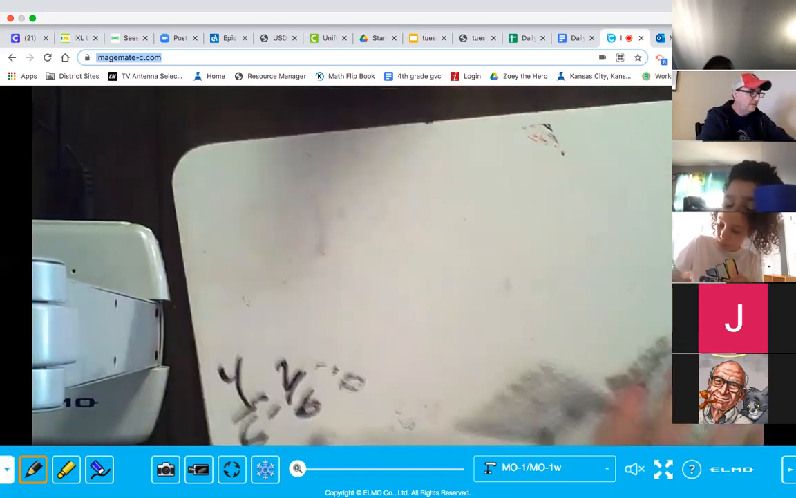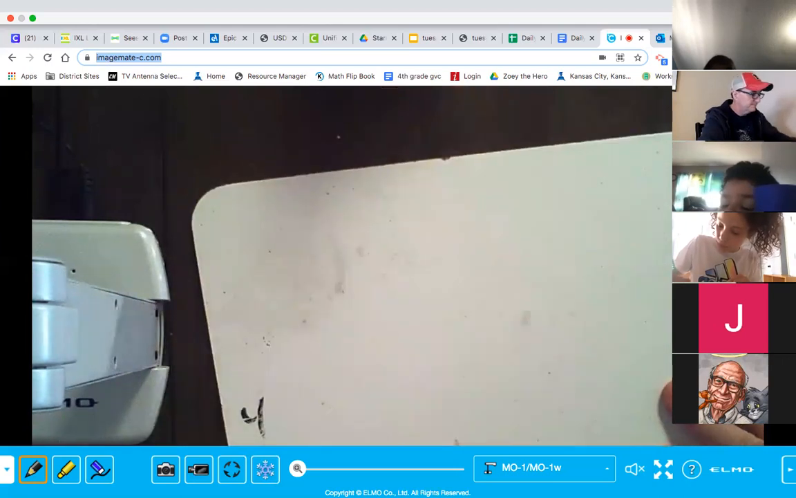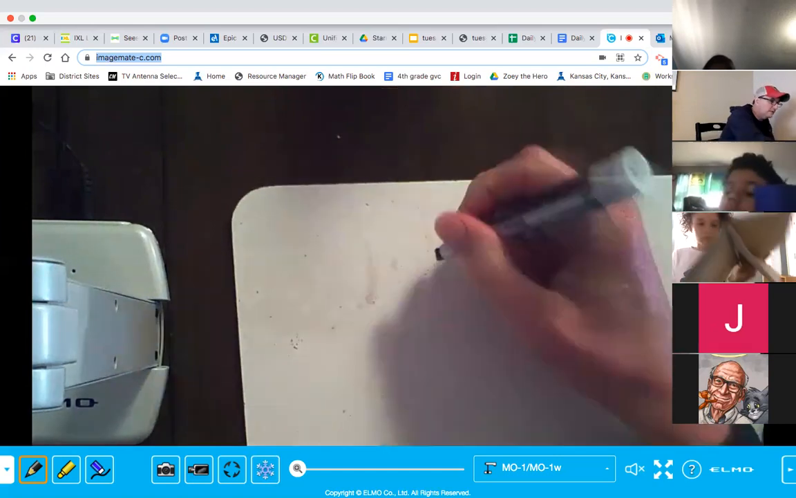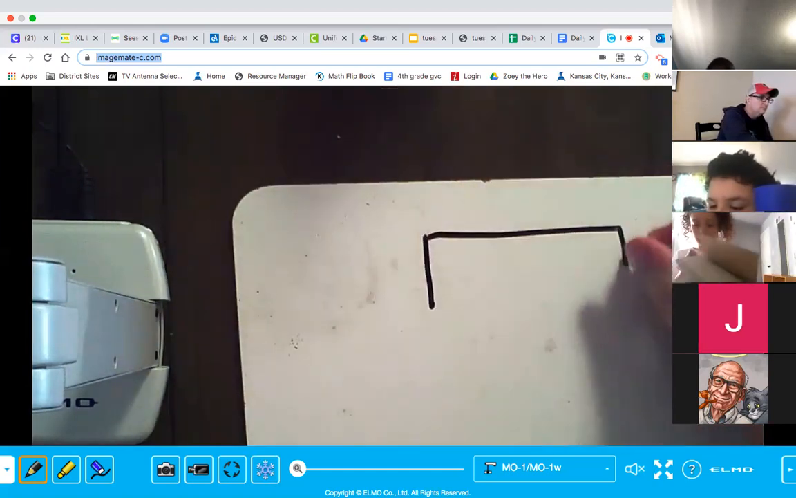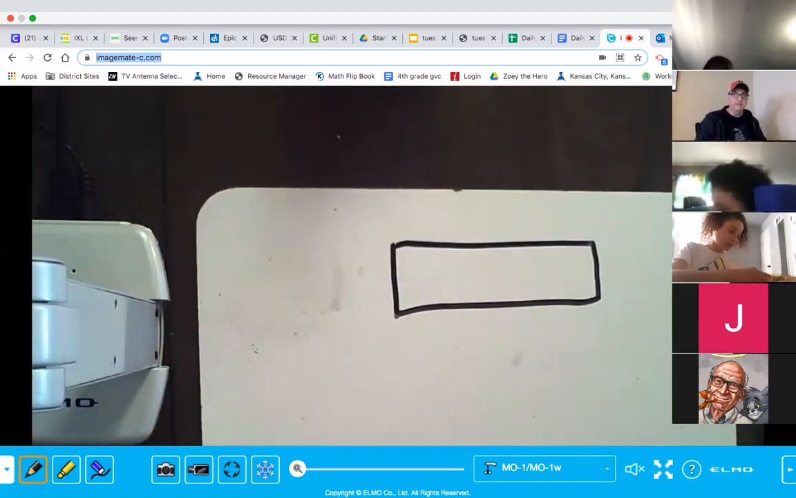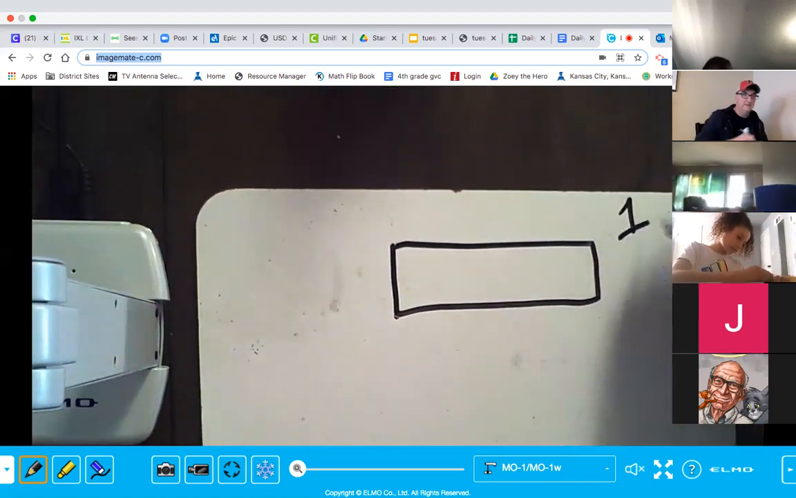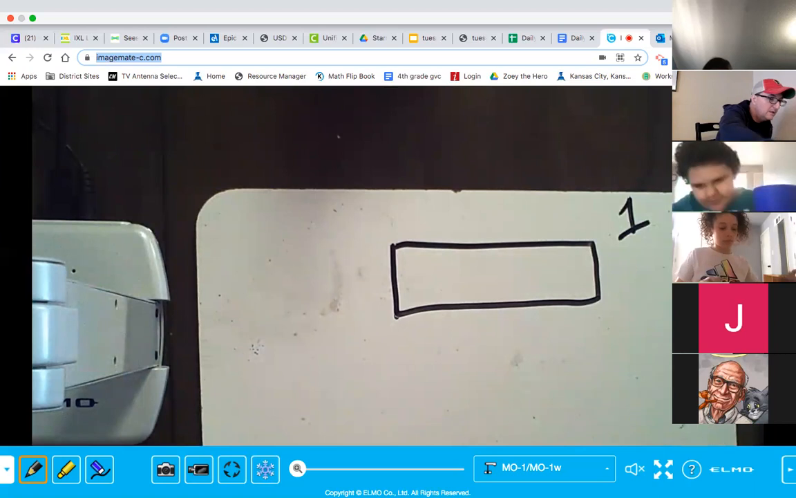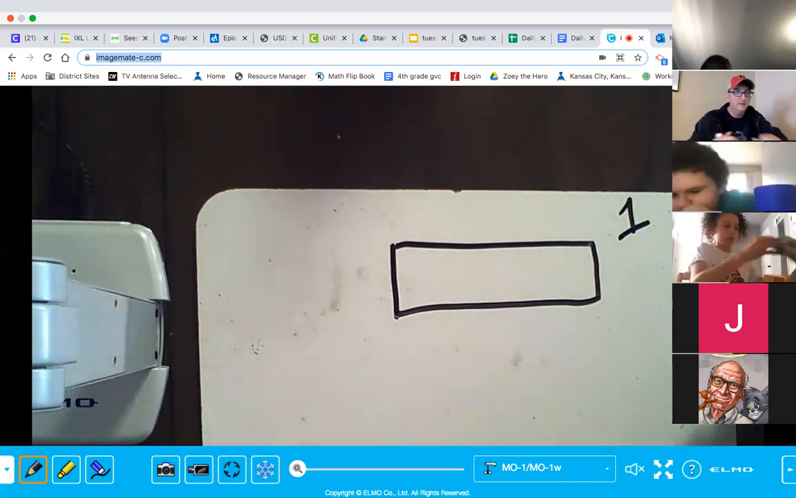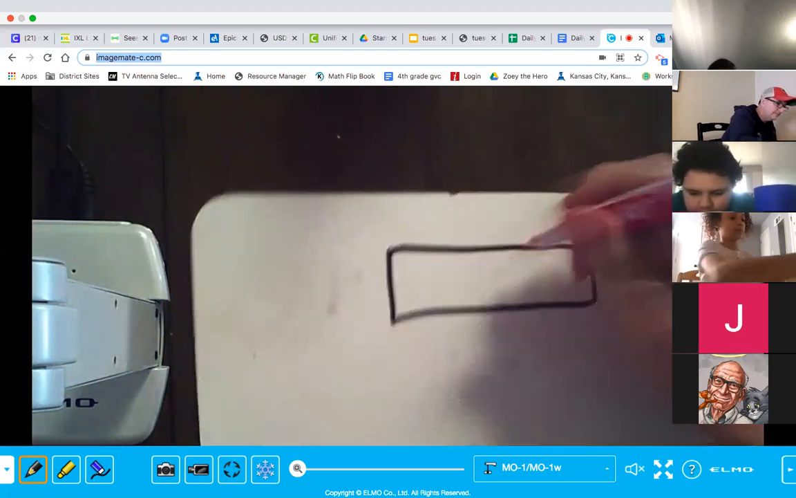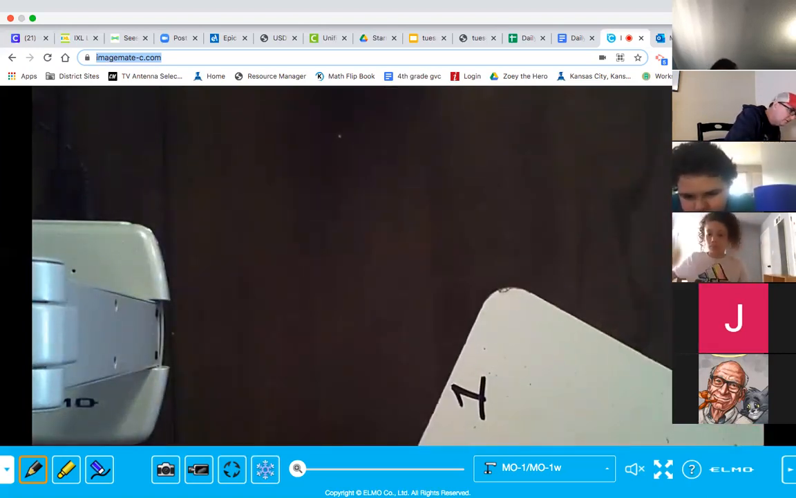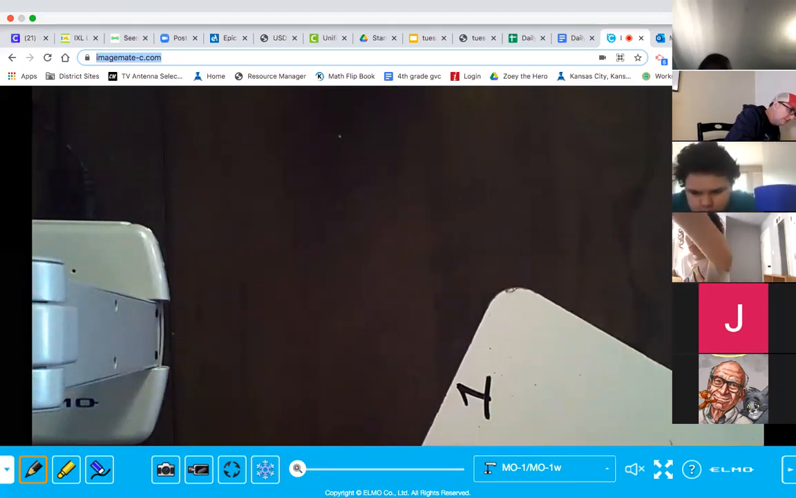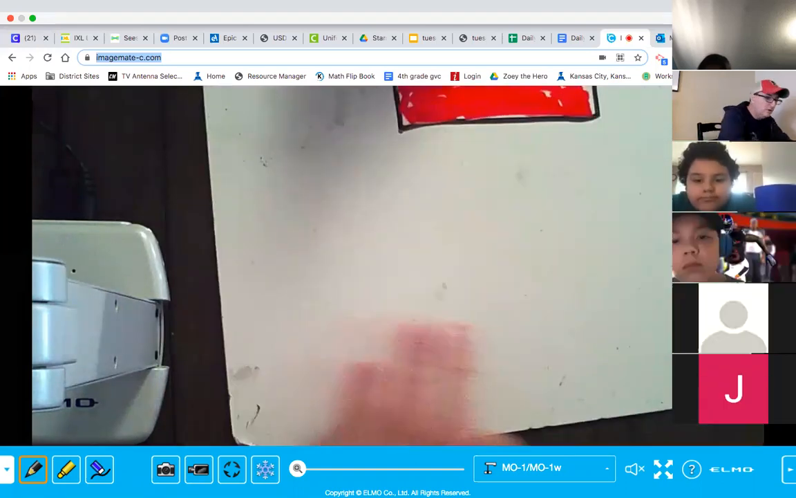Here's what we were talking about yesterday. Let's say we have one whole rectangle. We would agree that this is one rectangle right here. And I'm going to color the whole thing in. I'm going to color one whole rectangle. You guys don't actually need to be doing this right now. You just need to be watching me. So there's one whole rectangle.